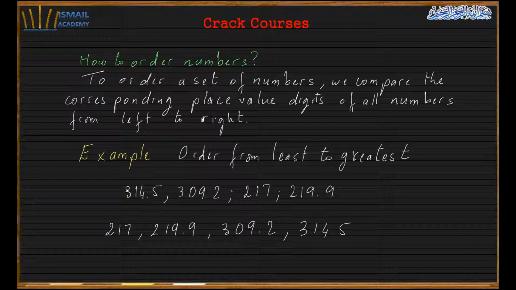As you see here, we just use the concept of comparing place value. That's exactly what we did. If I want to order this from greatest to least, I do the same idea. I start with the hundreds place value, pick the greatest hundreds, then compare them together, then pick from them the highest one, and I keep comparing till I'm done with my set. So this is how we order a set of numbers.